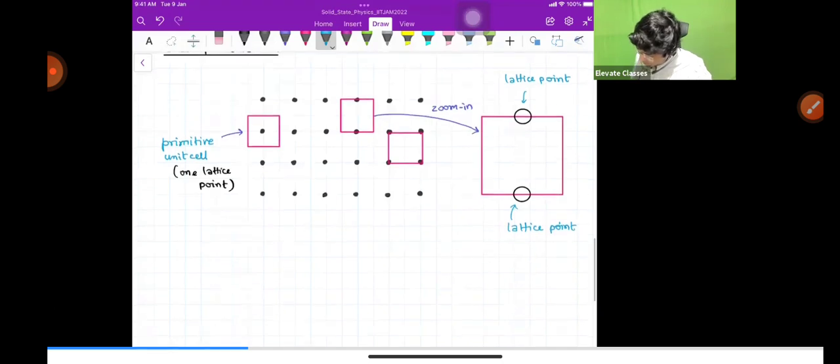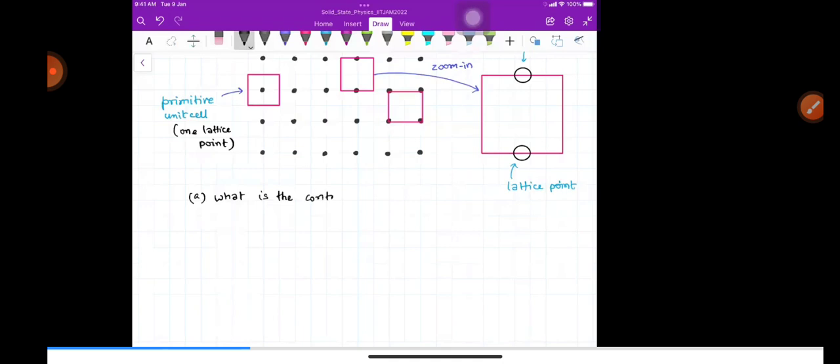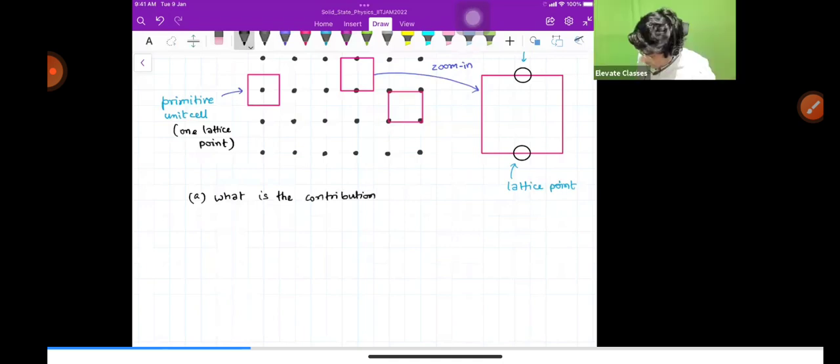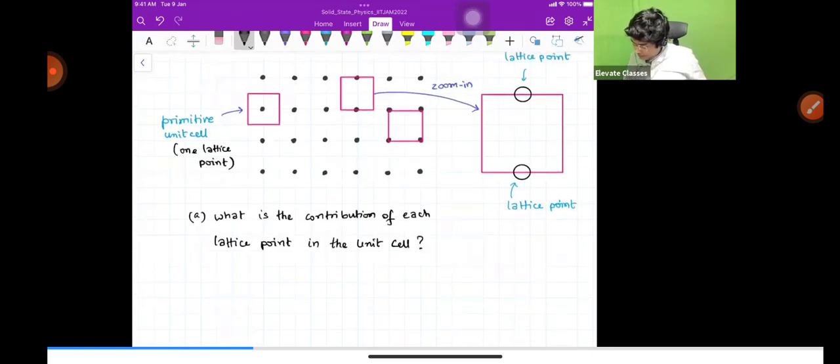what is the contribution of this lattice point to this unit cell, okay. So in this one I'll ask a question, what is the contribution of each lattice point in the unit cell? नाउ हमें पता नहीं अभी तक कि यूनिट प्रिमिटिव है या नहीं, हम असज्यूम कर रहे हैं, तो यूनिट सेल हम बोल रहे हैं उसको। Now lattice point, what is the contribution?